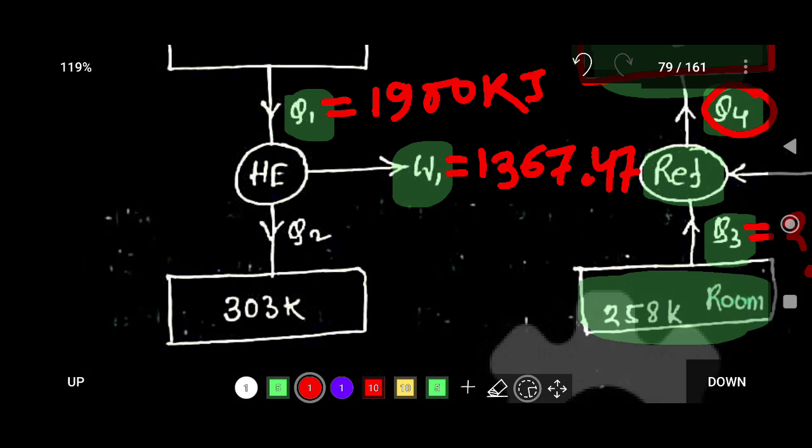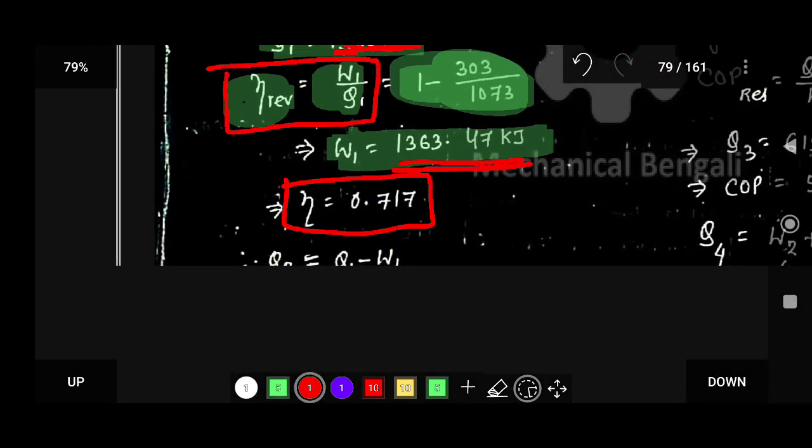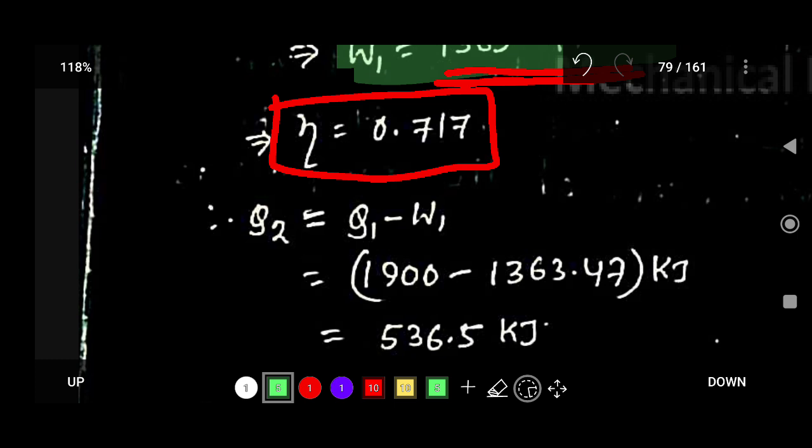So what is the value of Q2? We know that this is our system. Here Q1 is entering, W1 is outgoing from this system, and Q2 is outgoing from the system. So from the first law of thermodynamics, you can say that Q1 is equal to Q2 plus W1. So from here you can find Q2, that is equal to Q1 minus W1.